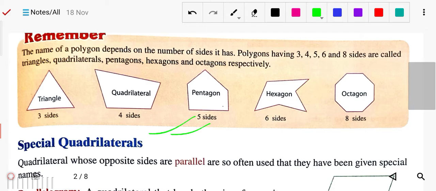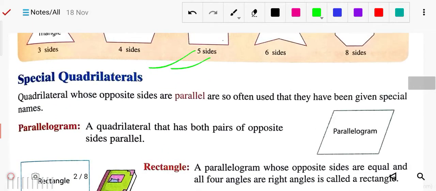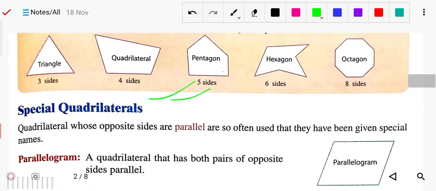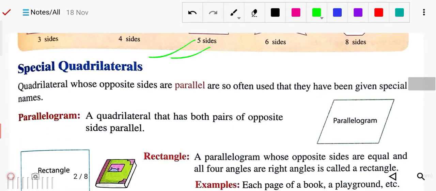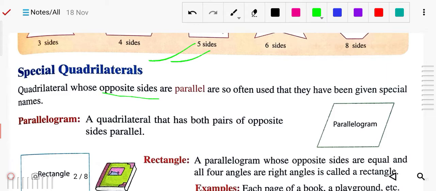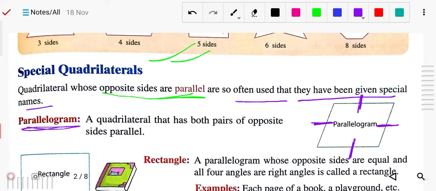Now there are special quadrilaterals. Some special quadrilaterals you can see here. Quadrilaterals whose opposite sides are parallel, meaning these two sides are parallel and these two are also parallel, are given a special name, which is called a parallelogram. Parallel lines are denoted like this.